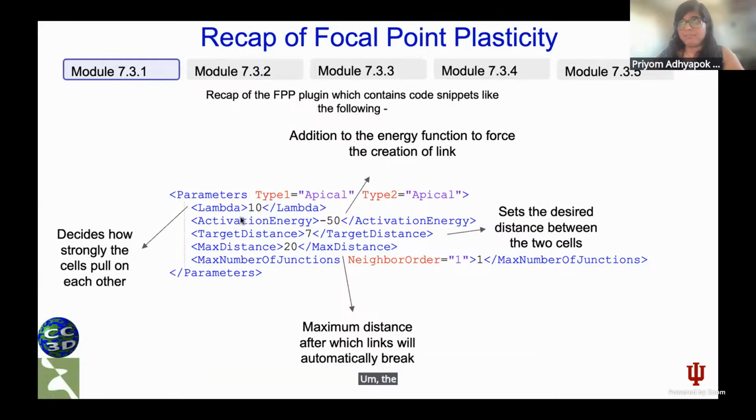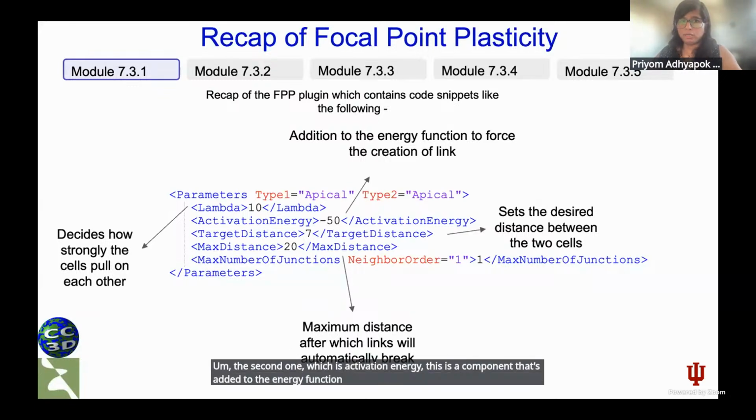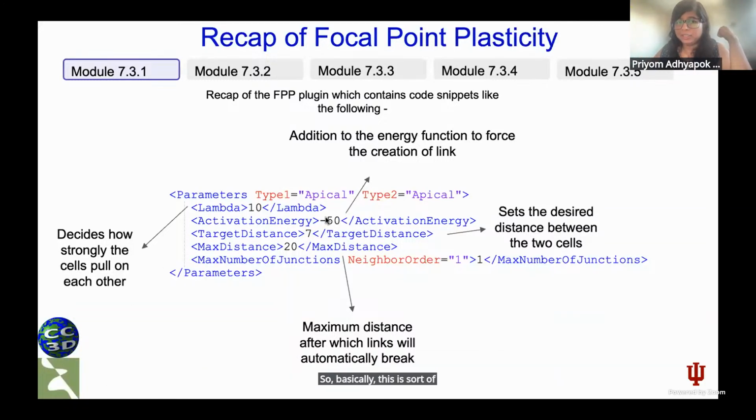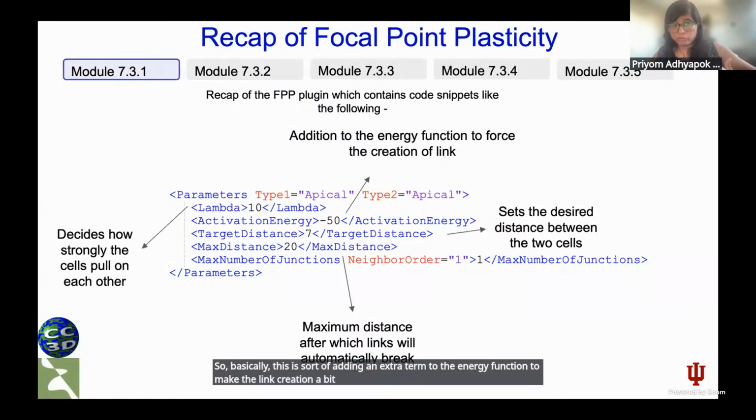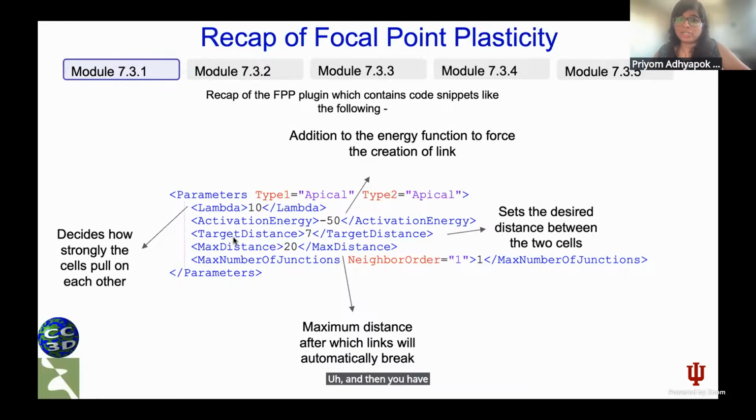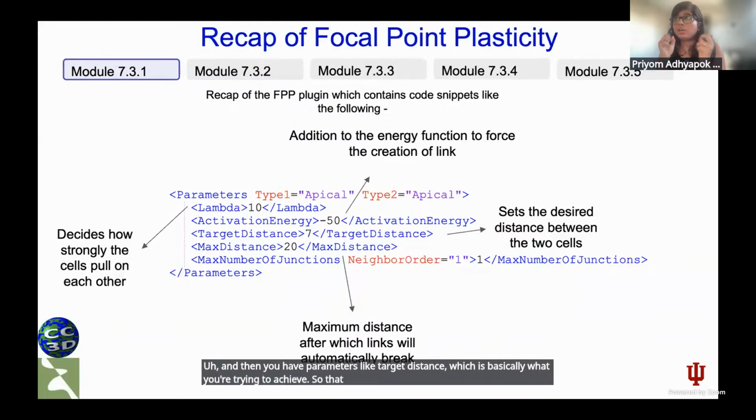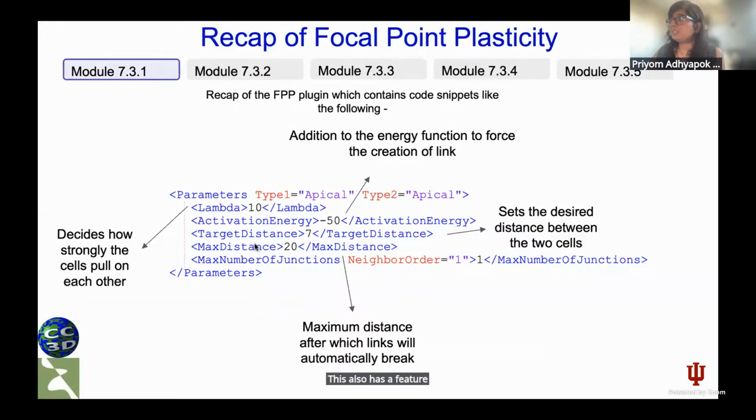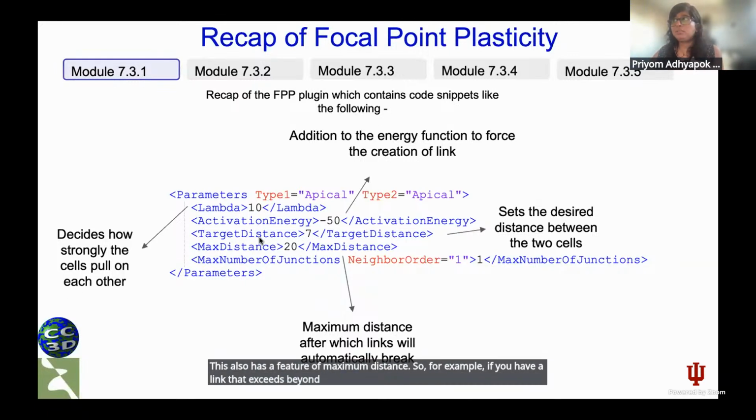The second one, activation energy, is a component that's added to the energy function, if you remember from Pedro's lessons last week. Basically, this adds an extra term to the energy function to make link creation a bit more favorable. Then you have parameters like target distance, which sets what the target distance between your two compartments should be. There is also a maximum distance: if a link exceeds this maximum distance, that link is going to disappear.